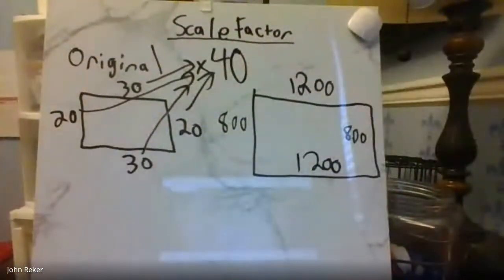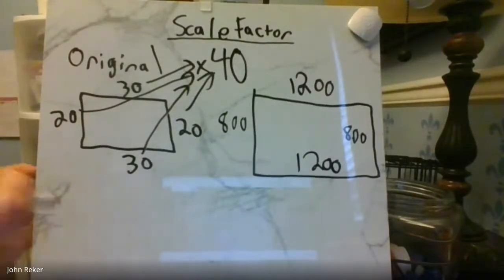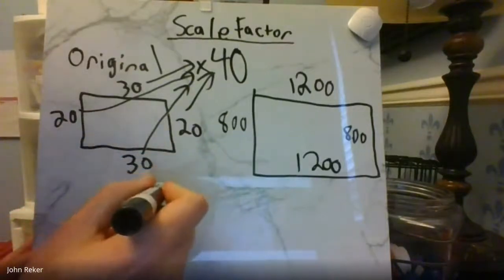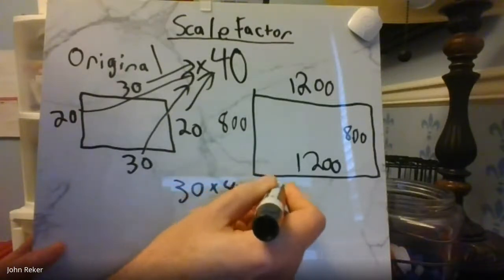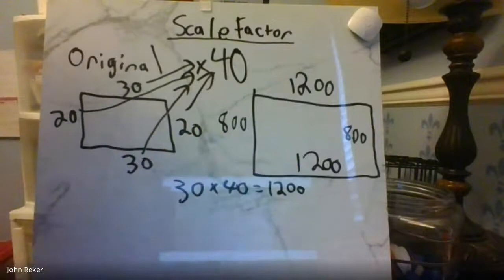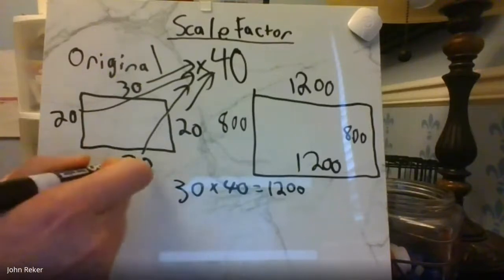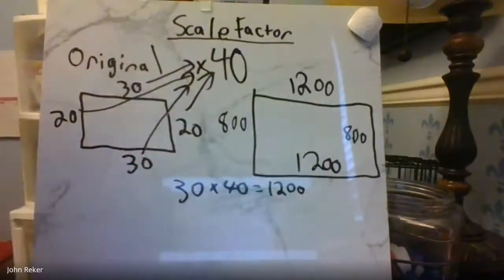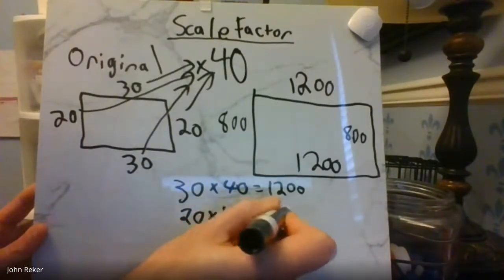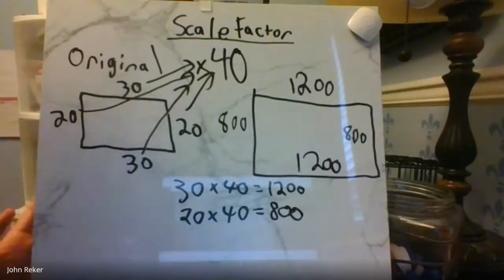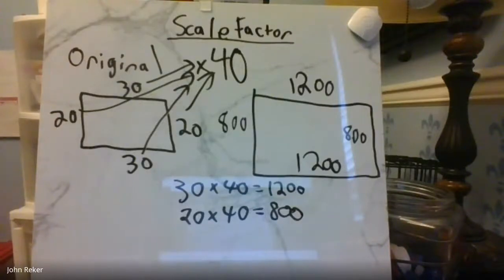Okay, so that's how you would do that. Now for the explanation, you could do something like, okay, 30 times 40 equals 1,200. That's an explanation. That tells me what you did, how you got that side. Tells me here you took that times 40, you got that. Same thing here. 20 times 40 equals 800. That's an explanation. That works for a math problem. It's totally fine.